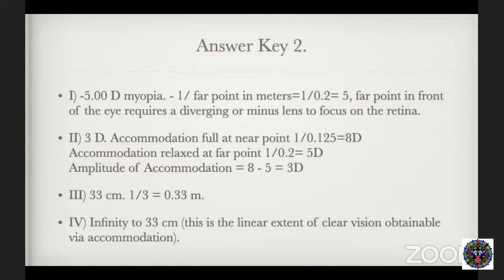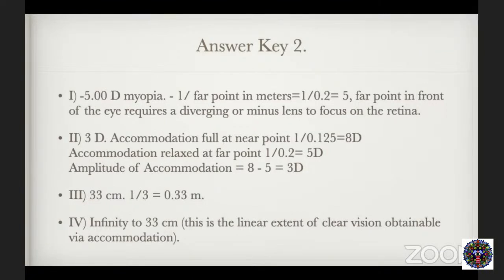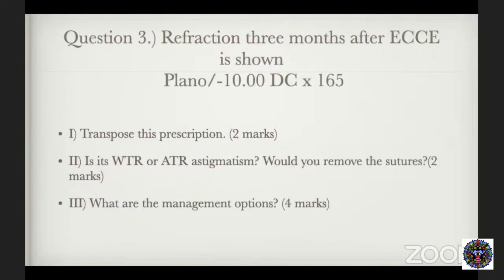Thank you. And the range of accommodation when he's wearing the distance correction would be the near point, which we have deduced as 33 centimeters. The far point obviously will be infinity. Right. Shall we go on to the next OSCE? Right, sir. Yes, sir.